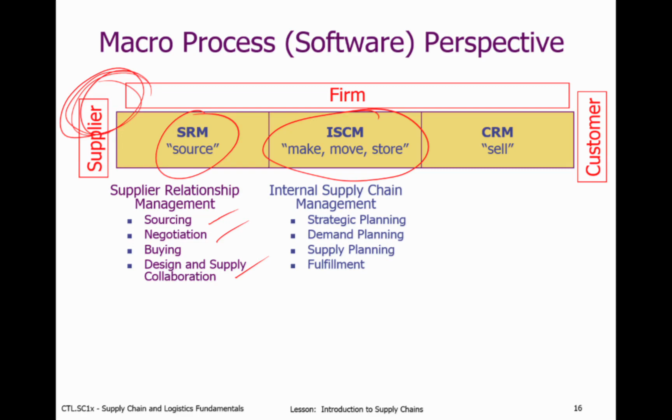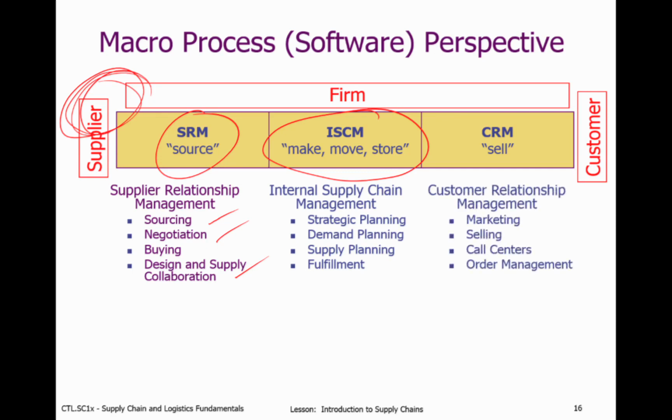So you can think about strategic planning, fulfillment, transportation management, inventory management, all those kinds of things that the firm needs to, again, manage its own internal supply chain. And then the last bucket is dealing with the interface between the customer and the firm. This is customer relationship management, and it deals with marketing, selling, call centers, order management, anything dealing with the customer.